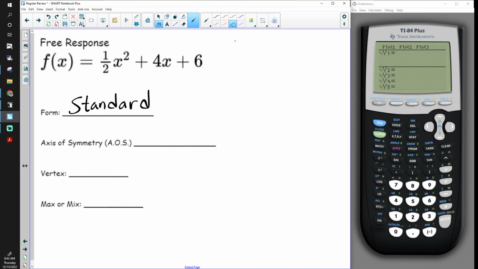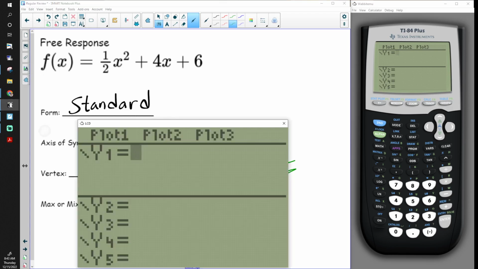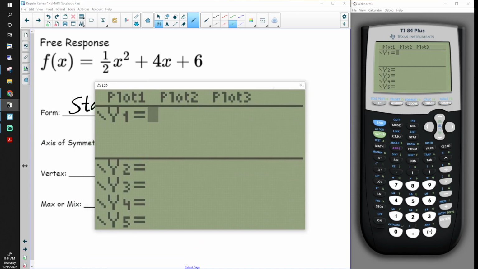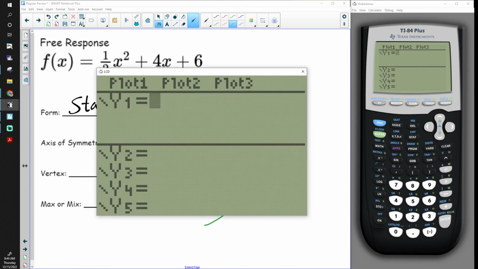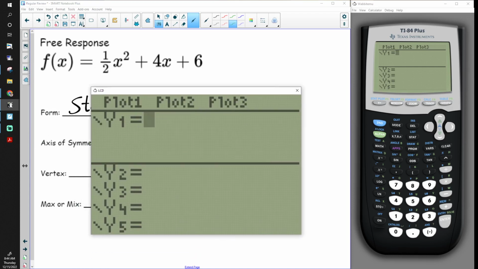And now remember, all of this is done in our calculator. My smart board is on something today. Don't have to use any formulas. Don't have to do anything crazy. We're just in our calculator. So let's go to our y equals. If you have something in there, go ahead and clear it out. And let's type in our equation.